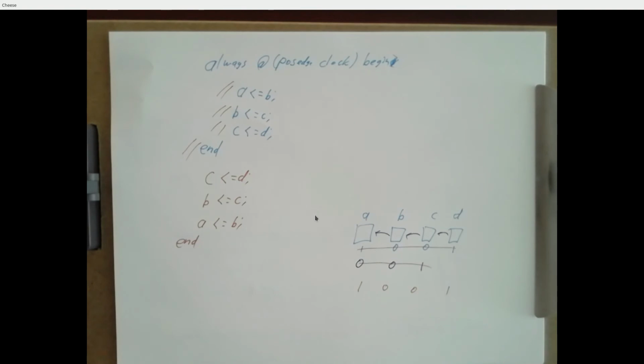D turns to 0. C stays the same. Well, D doesn't get assigned from anything, right? So we don't know what D does, but what happens to C? Turns to 1. And what happens to B? B turns to 1. B gets copied from C. And what about A? Right, it gets copied from B. But that's not what happens.